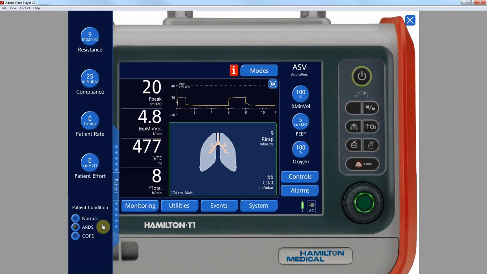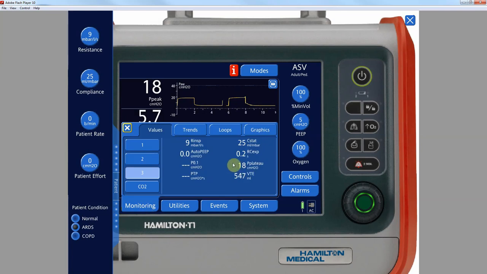If the patient has ARDS, let's give it a few breaths to register, and we go into monitoring. Our expiratory time constant is shorter, just as we described earlier, because the lungs are stiff and it's just pushing that air right back out.